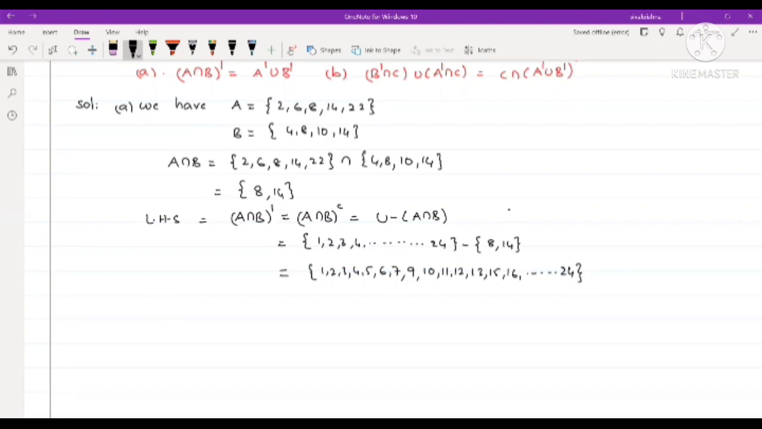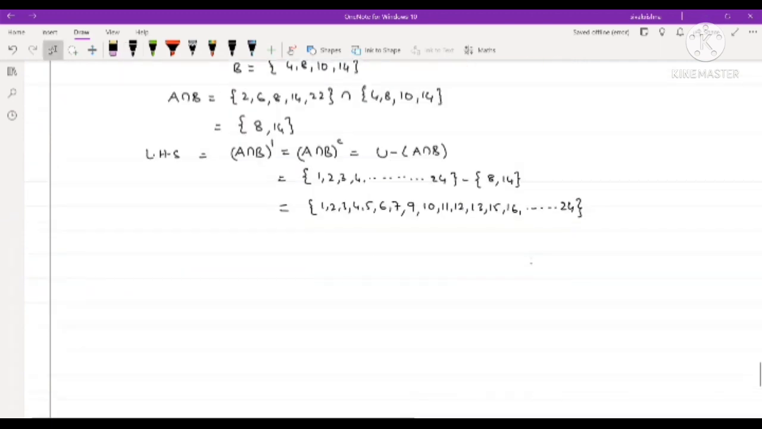Now coming to the RHS in part A, we have to find A complement and B complement, and after that we have to find A complement union B complement. First coming to A complement. A complement is equal to U minus A. Once again we write the set U, so 1, 2, 3, 4, and so on up to 24 we have in U.